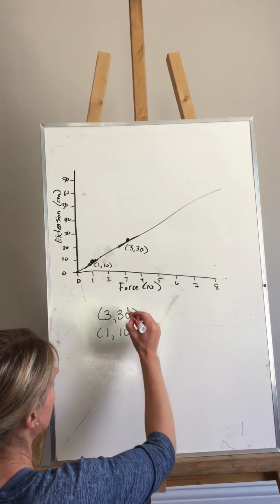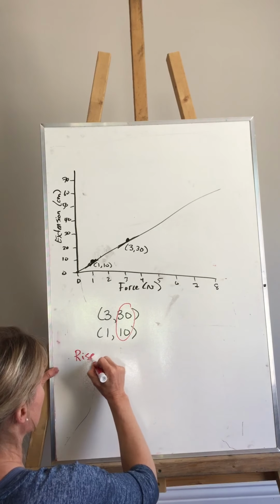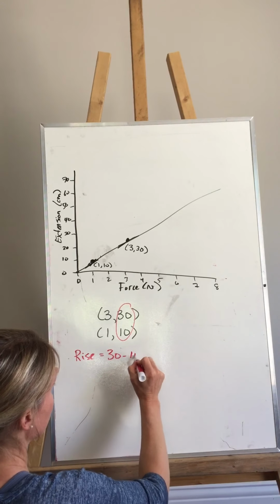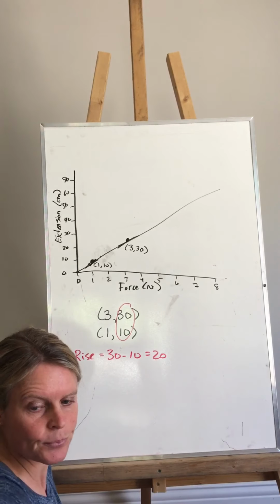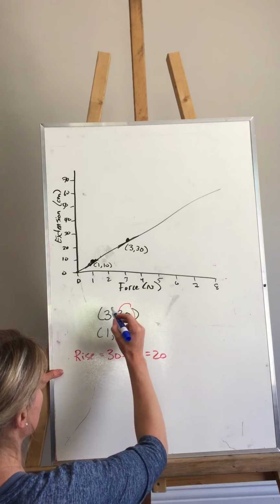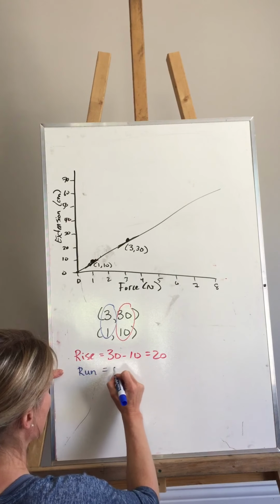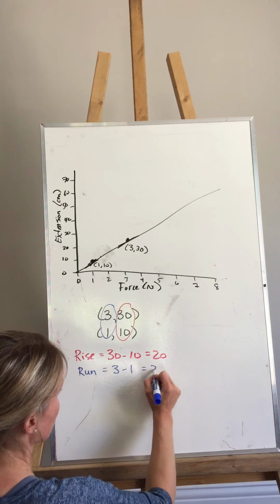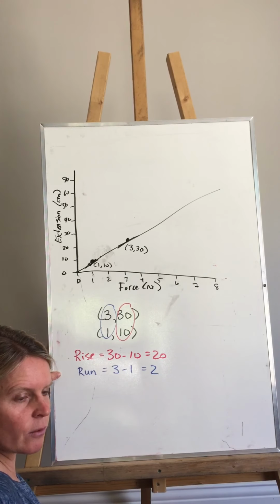My rise is going to be subtracting my y coordinates. So rise is going to be equal to 30 minus 10, which is 20. Okay, and my run is going to be subtracting my x coordinates. So my run is going to be 3 minus 1, which is equal to 2. Okay, and then lastly, we divide.